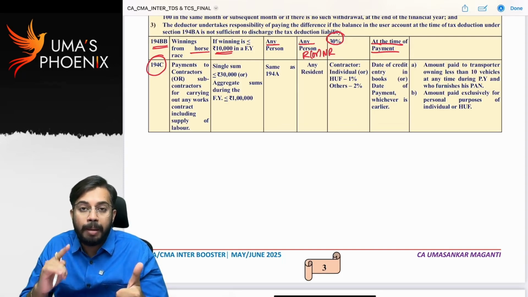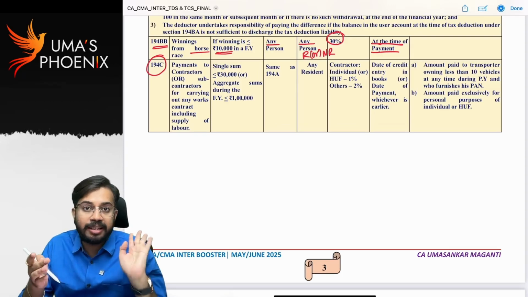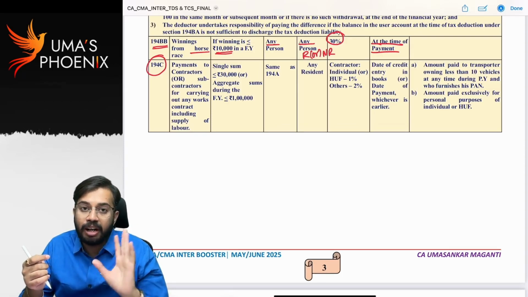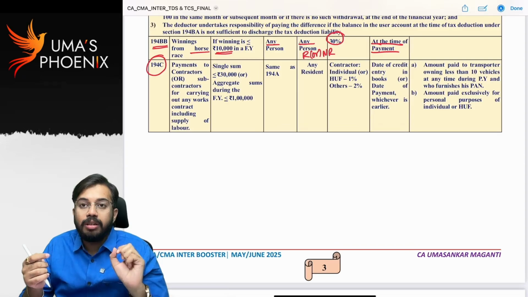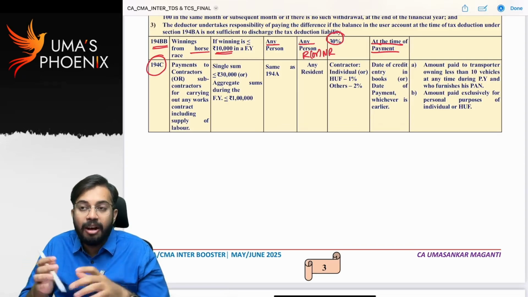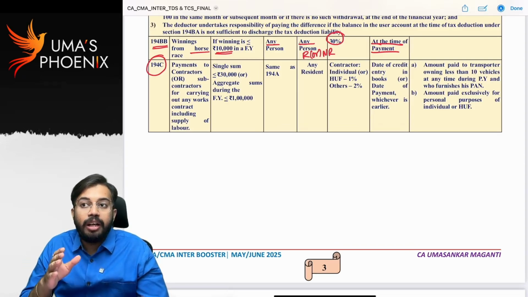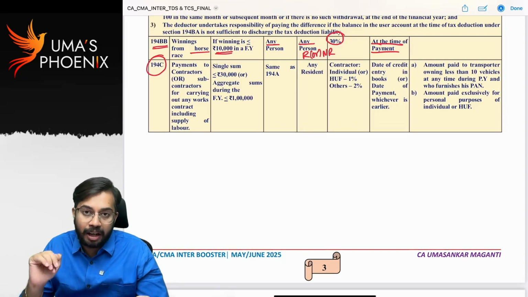When you are making payment for works contract, then TDS is required to be deducted under section 194C. Sir, is there any threshold limit? Yes. For a single contract, if the amount of payment is less than or equal to 30,000, then no TDS is required to be deducted.